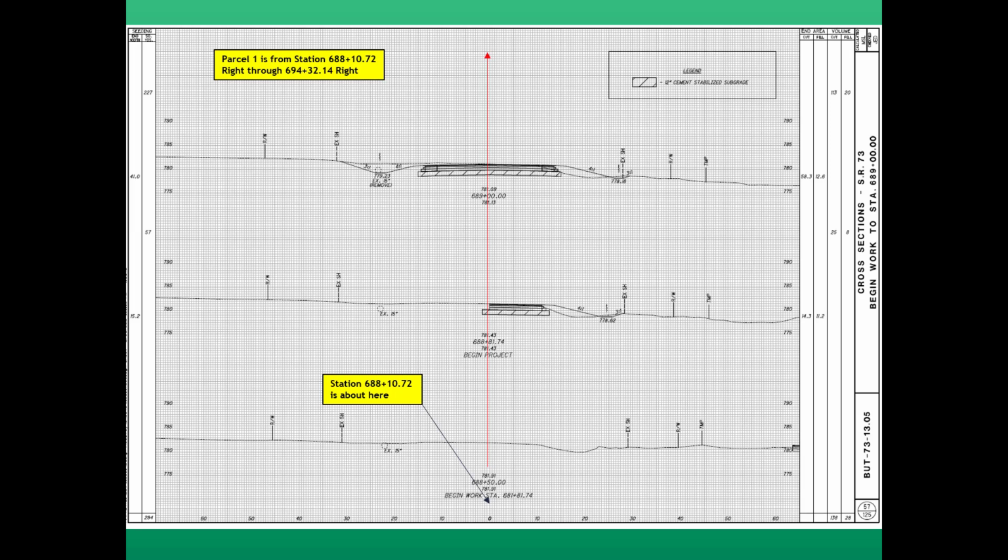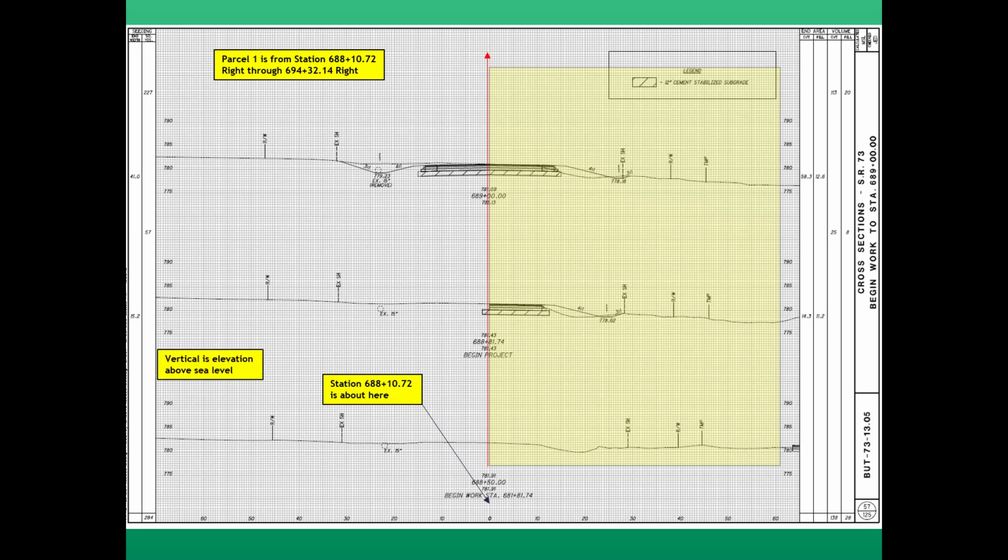This is the location of the center line of construction, which also happens to be the center line of State Route 73 in the vicinity of Parcel 1. Since we're going up station, anything relating to Parcel 1 will be on the right side of the screen, and we've highlighted that area in yellow.